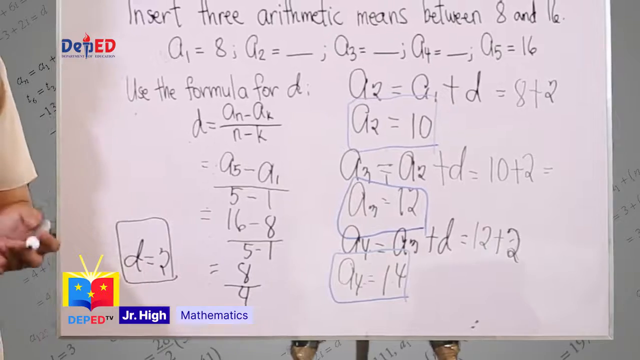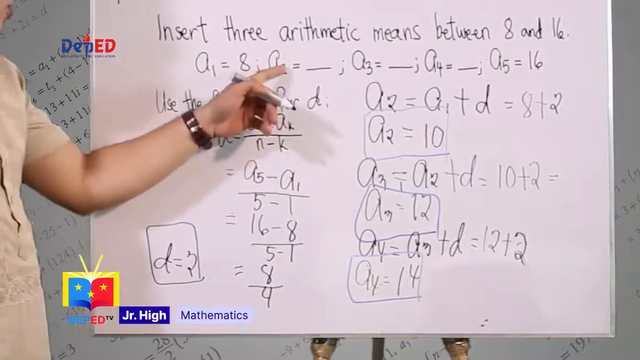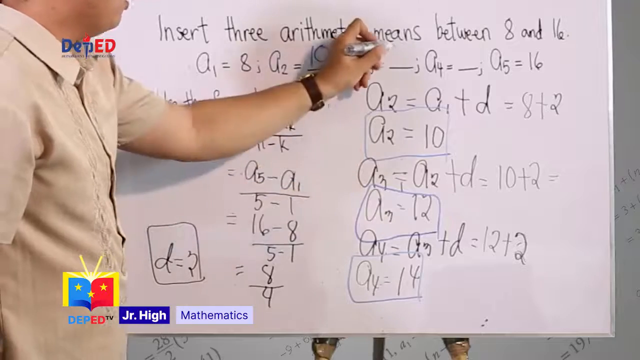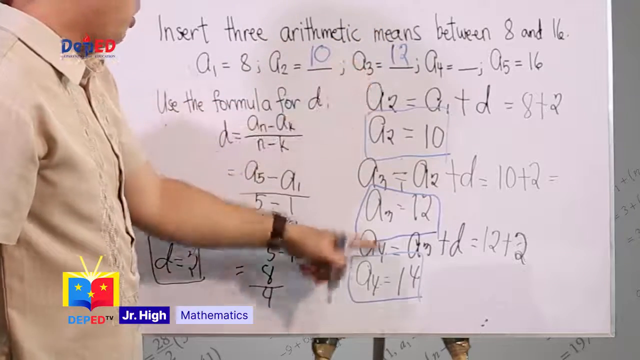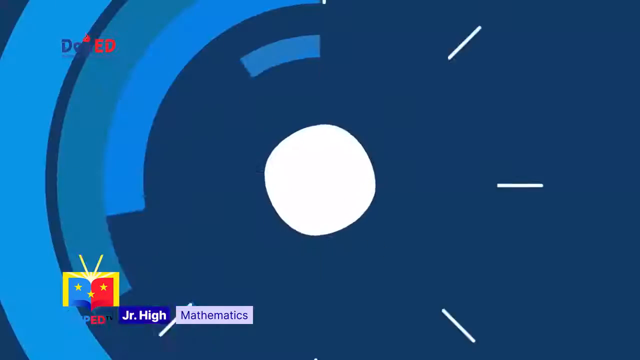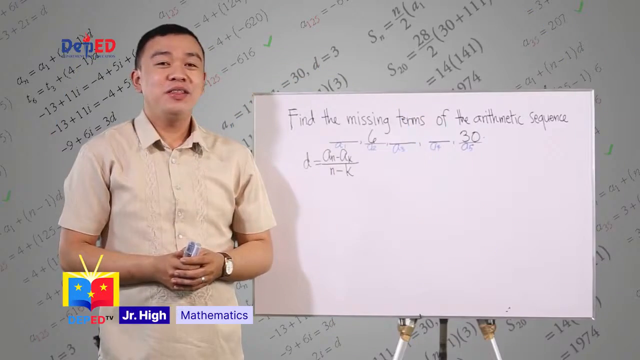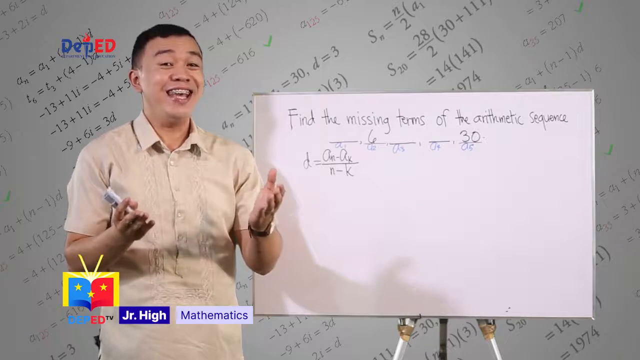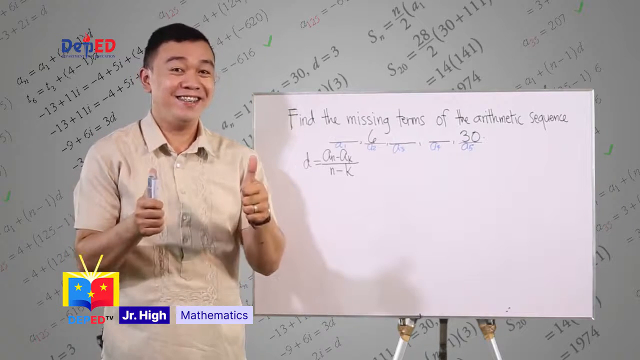Thus, the three unknown terms: a sub 2 is 10, a sub 3 is 12, and a sub 4 is 14. For the next example, let's try to solve for the missing terms. Get your pen and paper. Ready?